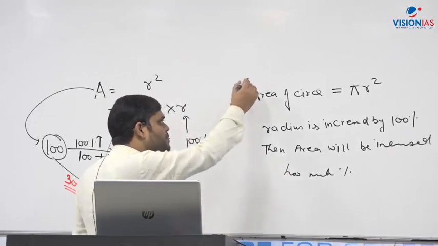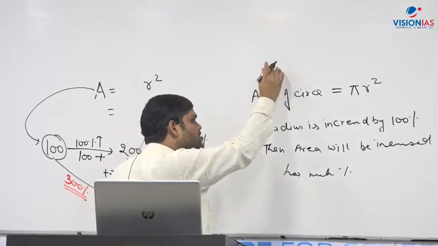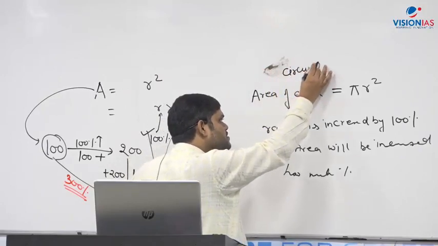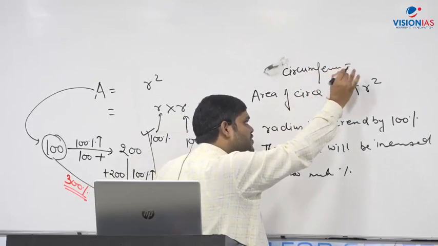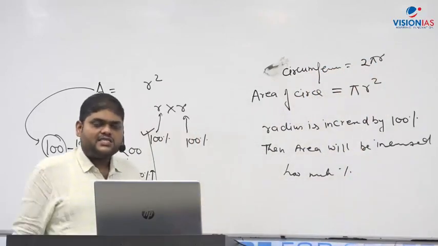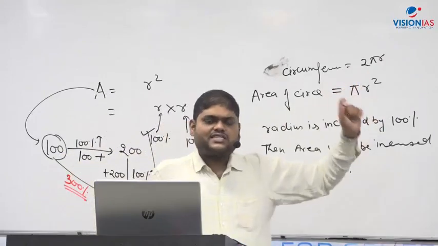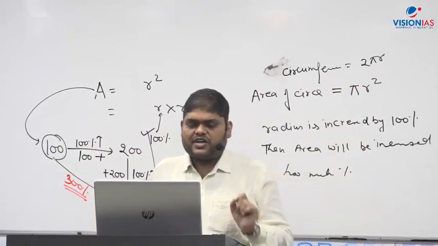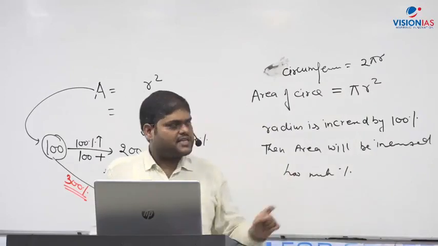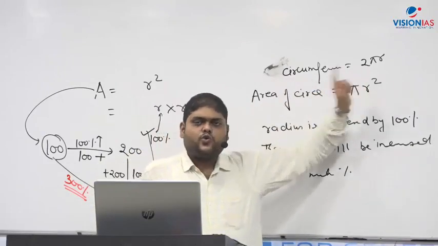Now, what will be the case with the parameter, or circumference, sorry. The circumference. We know that circumference is 2 pi r. Circumference of a circle, if you don't know, you can remember this formula. It's a standard formula. We need not derive this thing. The circumference of a circle is 2 pi r.